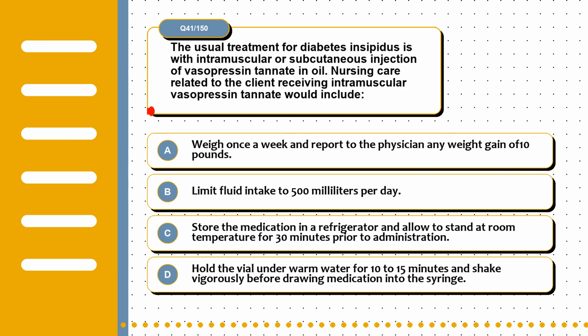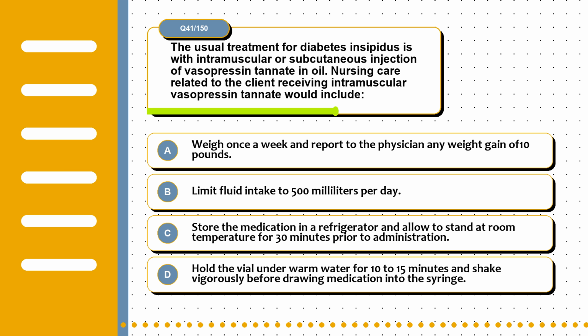Question 41. The usual treatment for diabetes insipidus is with intramuscular or subcutaneous injection of vasopressin tannate in oil. Nursing care related to the client receiving intramuscular vasopressin tannate would include. Here are the options. Option A. Weigh once a week and report to the physician any weight gain of 10 pounds. Option B. Limit fluid intake to 500 milliliters per day.